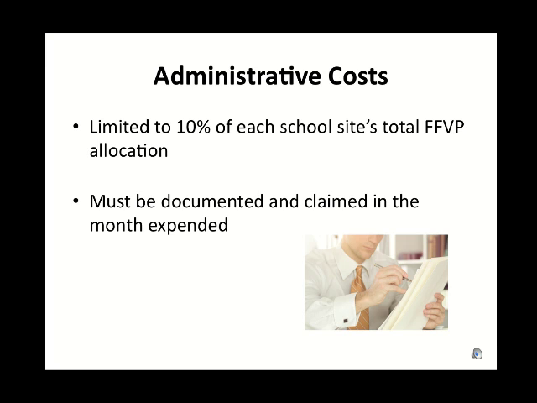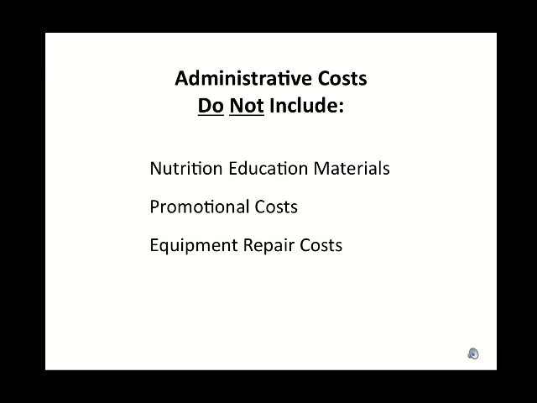It's important to note, administrative costs must be documented and claimed in the month expended. For example, if a refrigerator is purchased in August, then the school must claim reimbursement for the refrigerator on the August claim. Administrative costs do not include the purchase of nutrition education materials, promotional costs such as the printing of brochures or flyers, or equipment repair costs.